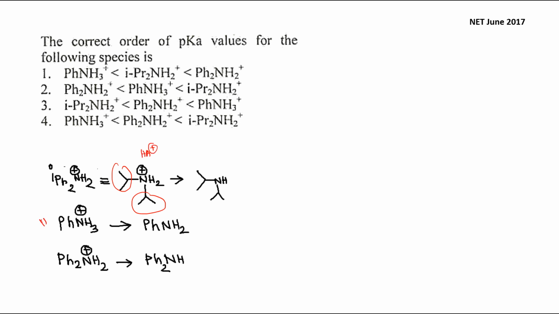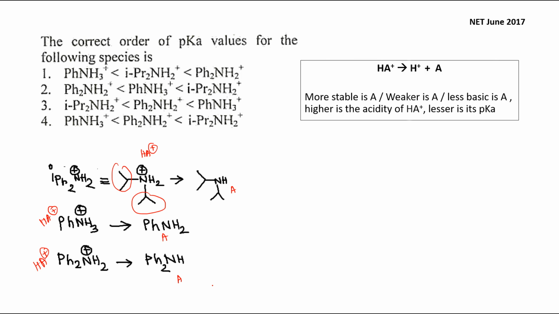So this is HA plus, this is another HA plus, this is another HA plus. Total 3 types of HA plus. So if you remove this H, the corresponding species, I am writing it as A. So these 3 are A. Now consider this equation, that is HA plus. If you are removing H plus, you will get species A. So in this equation, the equilibrium will be shifted towards the right hand side.